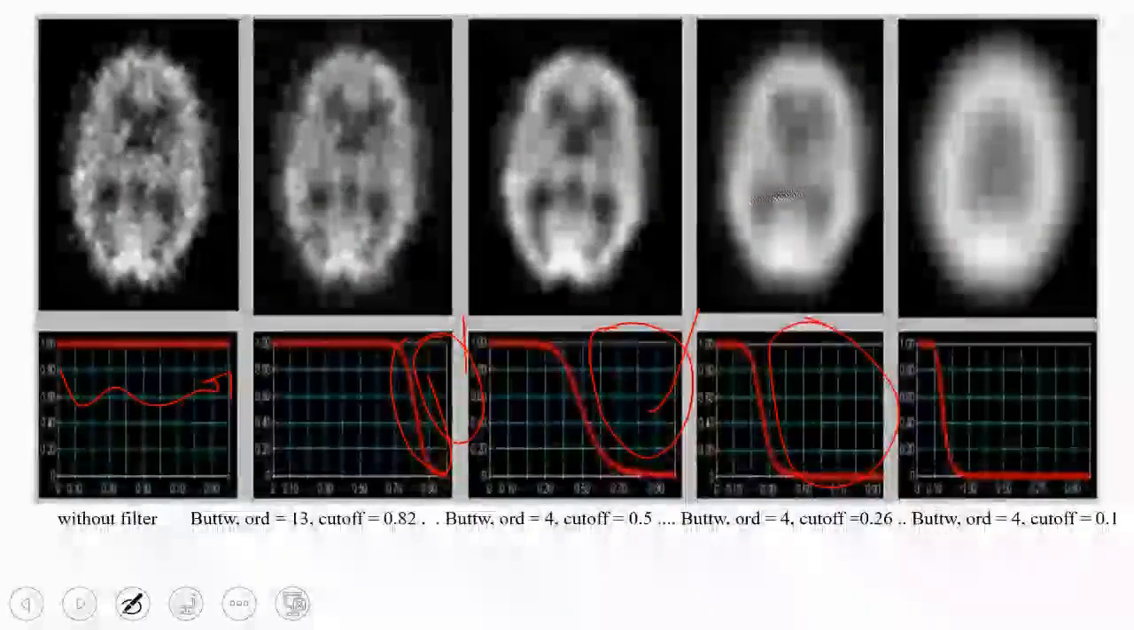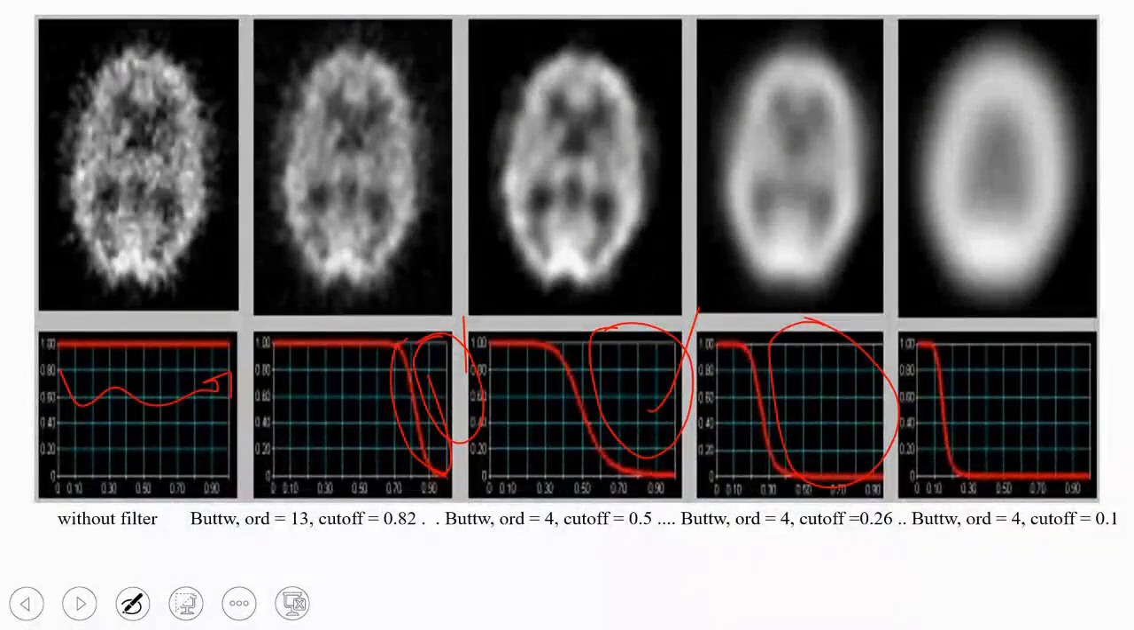Is this a diagnostic image for you, or does it need to be a bit rough? It should have some sharpness and resolution. That's what I'm talking about. When you increase the smoothing too much, the contrast decreases. So you have to choose the settings and order that give you the best image.